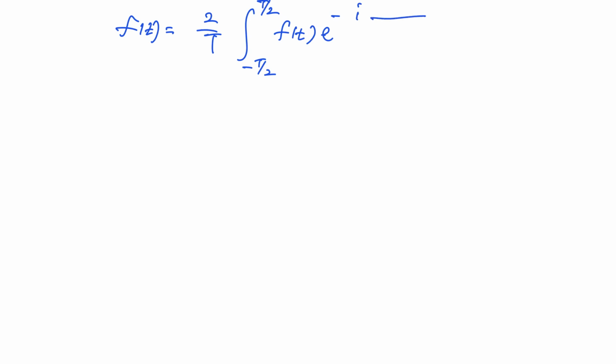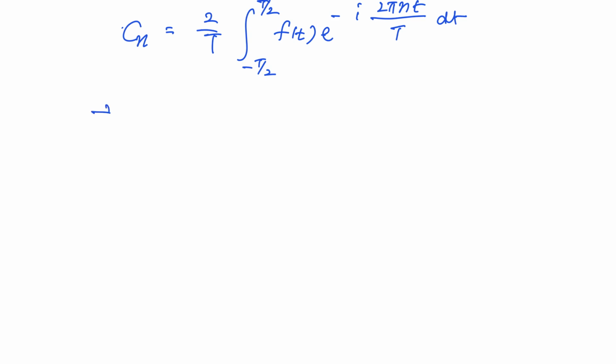But 2 over T, integral from minus T over 2 to T over 2 of f(t) exponential minus i 2 pi n t over T dt. Oh, this is not, this is Cn. Let me check the formula.